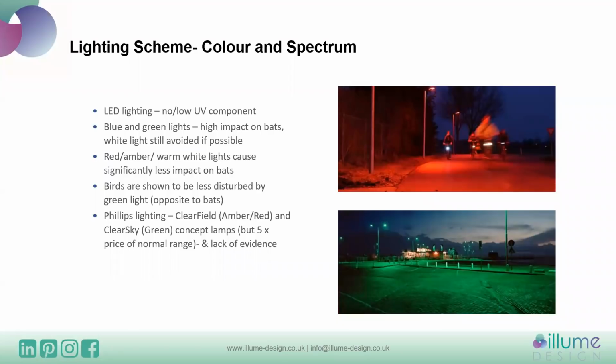Considering color and spectrum, things that we already know are that LED lighting is preferable as it has no to low UV component. Blue and green lights have a high impact on bats, and white light should still be avoided if possible. Red, amber and warm lights cause less impact on bats, but birds are shown to be less disturbed by green. So there's a little bit of a conflict there.